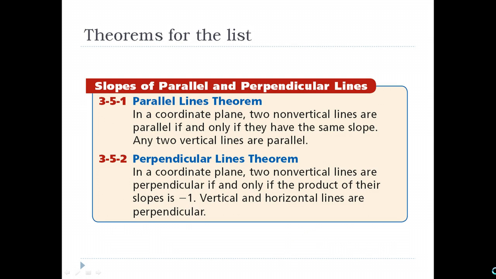Here are some more theorems for your list. Slope of parallel and perpendicular lines theorems. 3.5.1 is the parallel lines theorem. In a coordinate plane, two non-vertical lines are parallel if and only if they have the same slope. Any two vertical lines are parallel. The perpendicular lines theorem says in a coordinate plane, any two non-vertical lines are perpendicular if and only if the product of their slopes is -1. Vertical and horizontal lines are perpendicular.